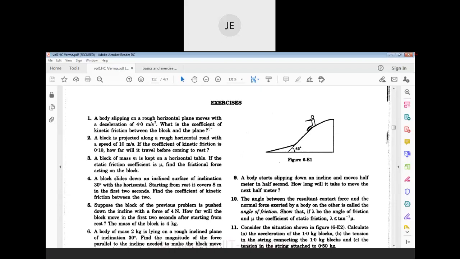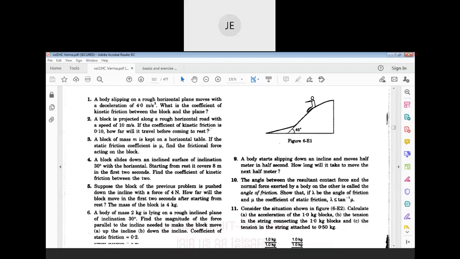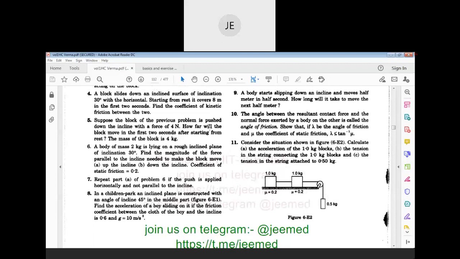The next, fourth question, inclined surface. So for the horizontal surface they have given 3 problems, and now inclined surface. Questions 4, 5, 6, 7, 8 are all based on inclined surface only.